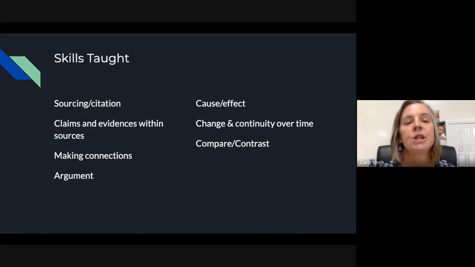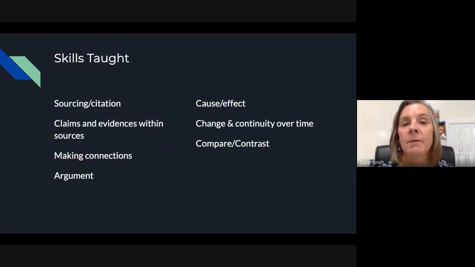The skills that we teach, we will be reading primary and secondary sources in which students need to figure out sourcing. Sourcing is when they look at who wrote it, what perspective did they come from, what was their point of view, what was their audience, their purpose, and that sort of thing for both primary and secondary articles. We'll be looking at trying to determine what are the claims and what are the evidences that that author used to convey their point.